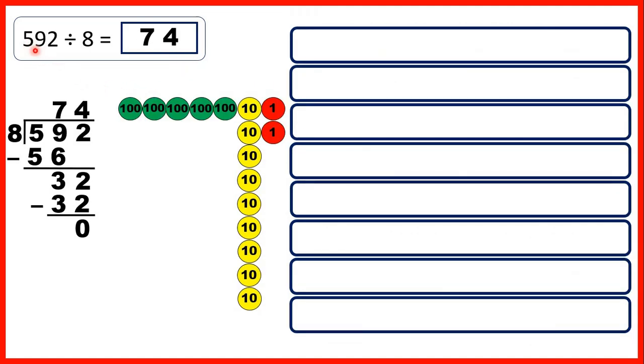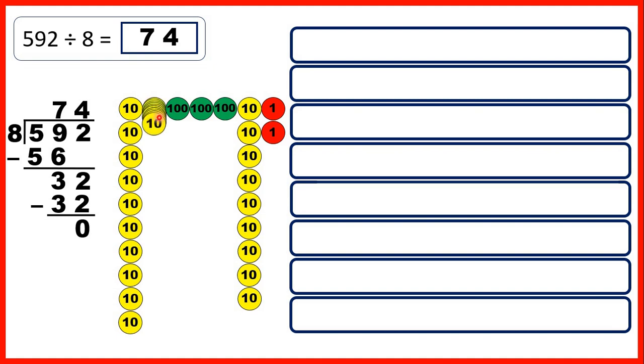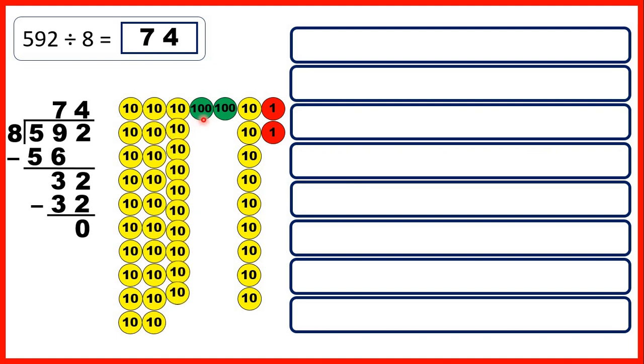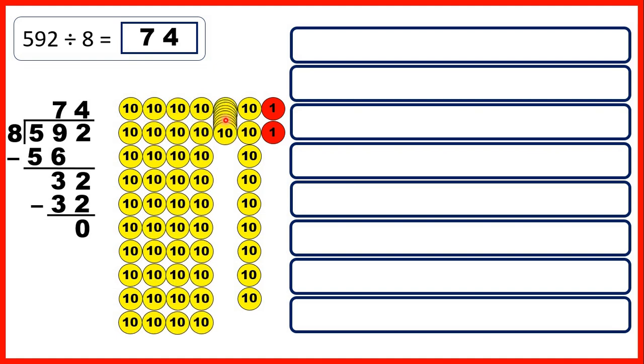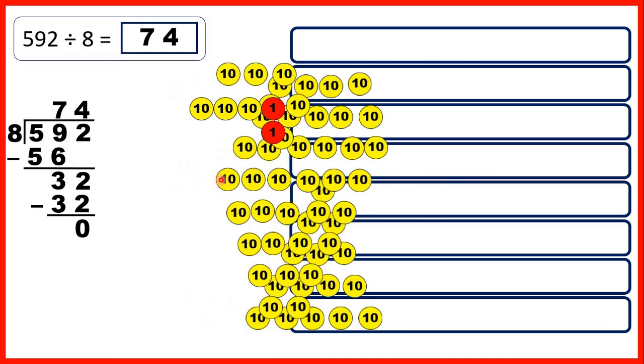Then we had 592 divided by 8, so that's 5 hundreds, 9 tens and 2 ones, and we're sharing these counters into 8 groups. Again, remember when the first digit is less than the divisor, we take the first 2 digits together. And we can do that because if we exchange each of our hundreds for 10 tens, you can see that we now have 59 tens altogether. So we can share out 56 of those tens.